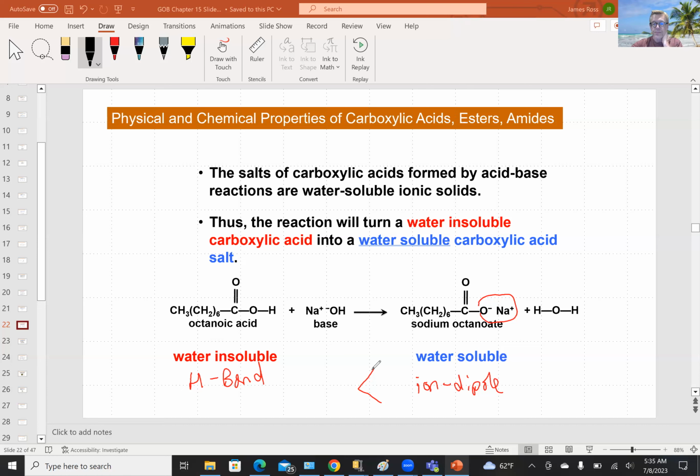The ion is obviously either the octanoate or the sodium. The dipole is the water. So water can dissolve sodium octanoate because the water provides the net dipole. The sodium octanoate provides the ions, and the two can interact and form ion dipole forces. And this drags the sodium octanoate into solution.